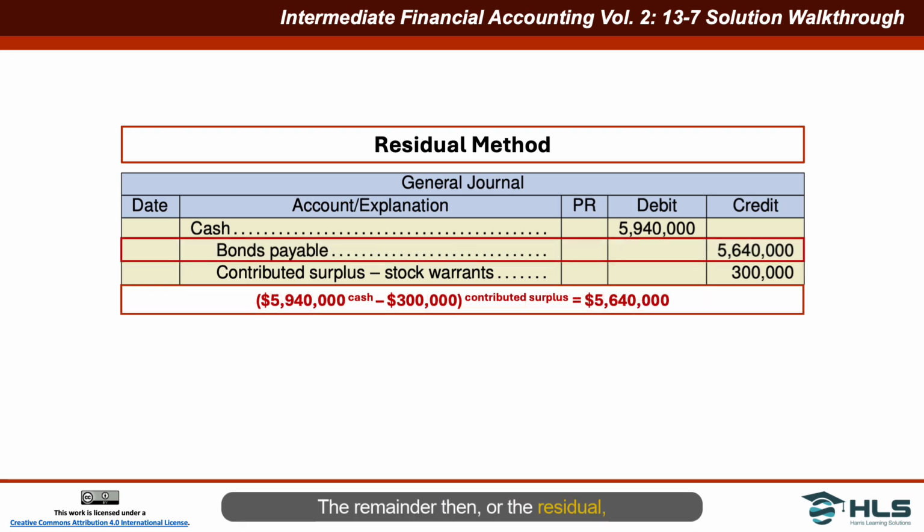The remainder then, or the residual, will be allocated to the bonds. So the company will credit bonds payable for the difference between the cash received and the amount attributed to the equity component of the instrument for $5,640,000. That's the residual method.